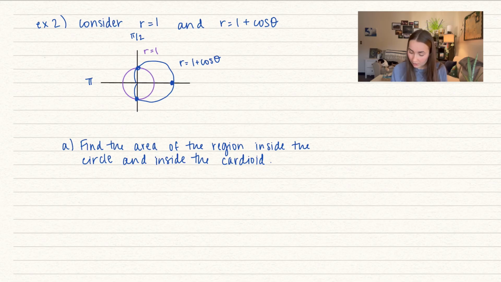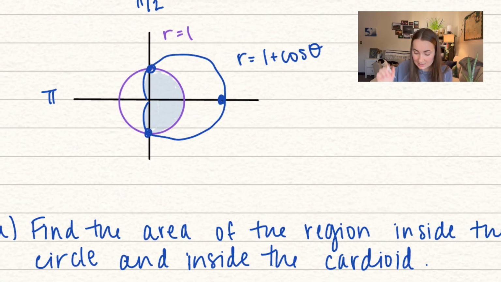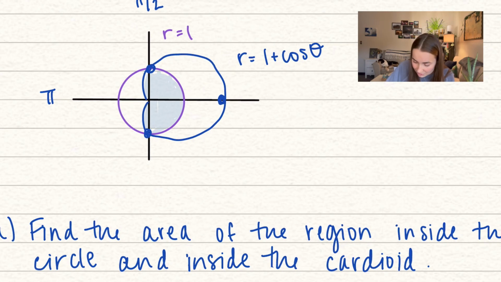We want to find the area of the region inside the circle and inside the cardioid. So in that case, it's going to be where the two areas intersect, which is going to be this whole thing right here. One way we can find this area is to break it up into two separate areas. If I zoom in right here, we are just taking the area of this little half circle right here, and then we're adding this tiny area from the cardioid.